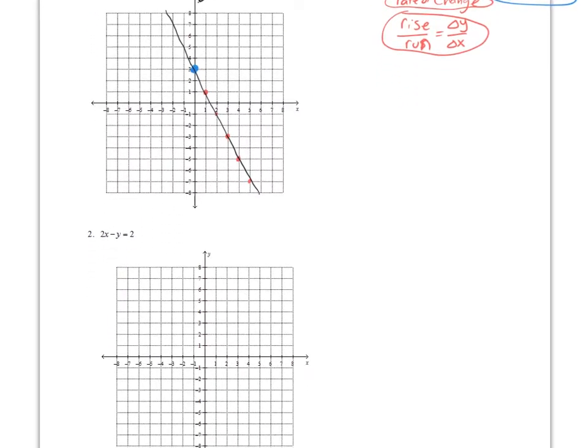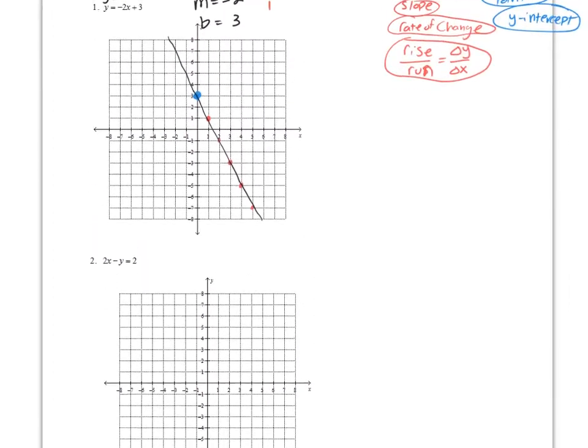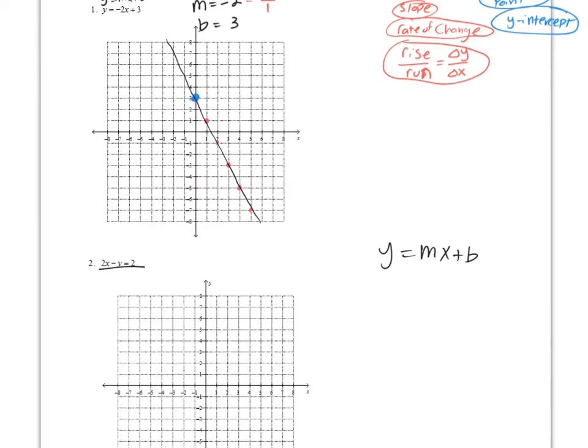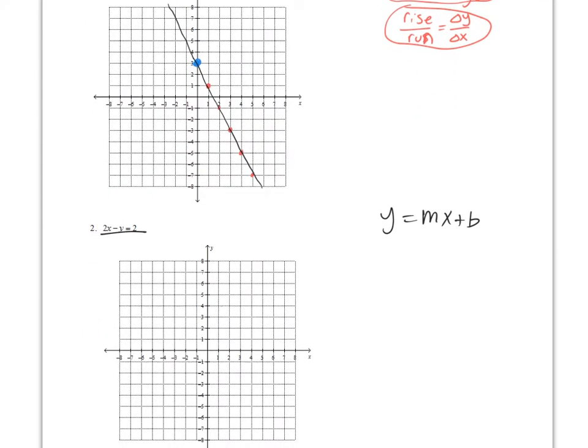So what I'm going to do is I'm going to show you with the same idea. We want it to be in this y equals mx plus b. That's our ideal place to be. And right now, this is currently not in that format. So we need to use some of our solving skills that we've been working on in previous units to be able to graph this well.